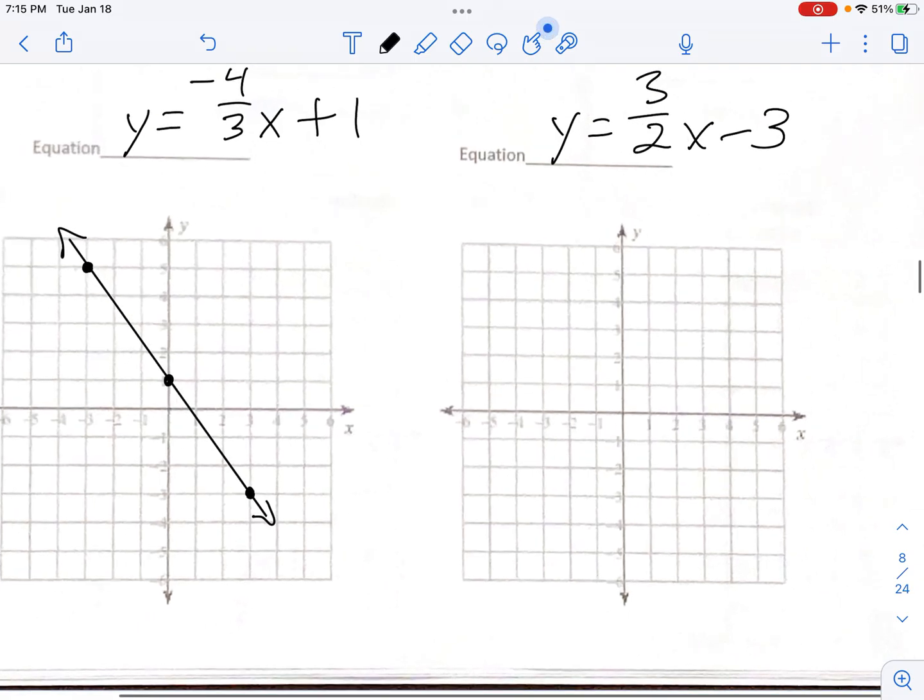Plot the y-intercept, which is negative 3. Use the slope. So 3 over 2. So up 3, right 2. So up 1, 2, 3, right 2. And then one more time. 1, 2, 3, right 2. And then draw your line.